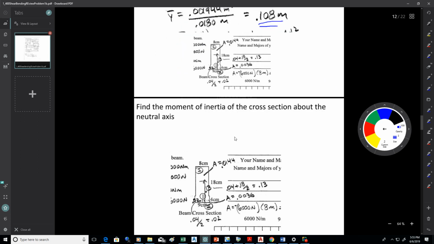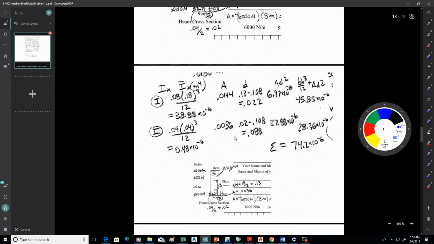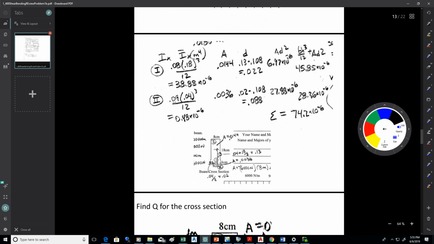So let's have a look at how to get the moment of inertia. So here's the calculation here. So what you do is you find bh cubed over 12 for each rectangle. So for the upper one, it's 0.08 times 0.18 cubed over 12, 38.88 times 10 to the minus 6. For the lower one, it's 0.09 for the base times 0.04 cubed, that's the height cubed, divided by 12. It's 0.48 times 10 to the minus 6.